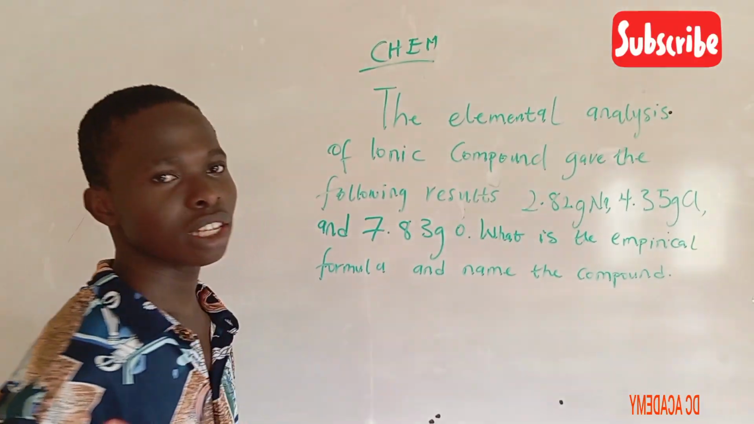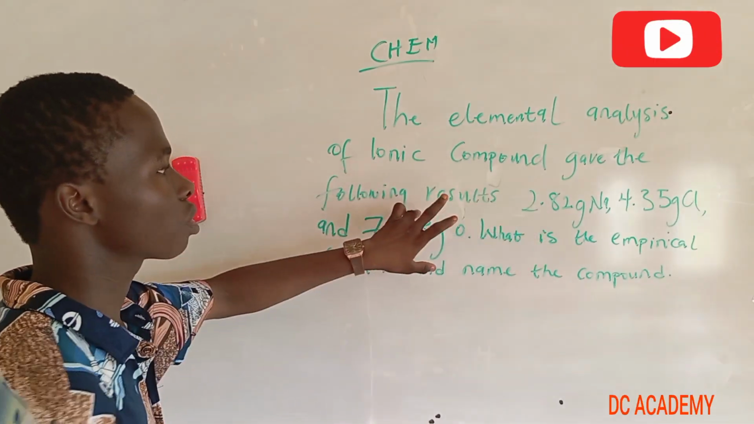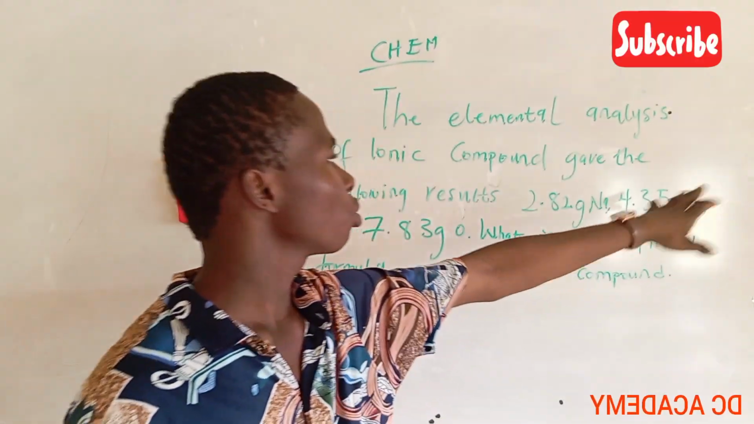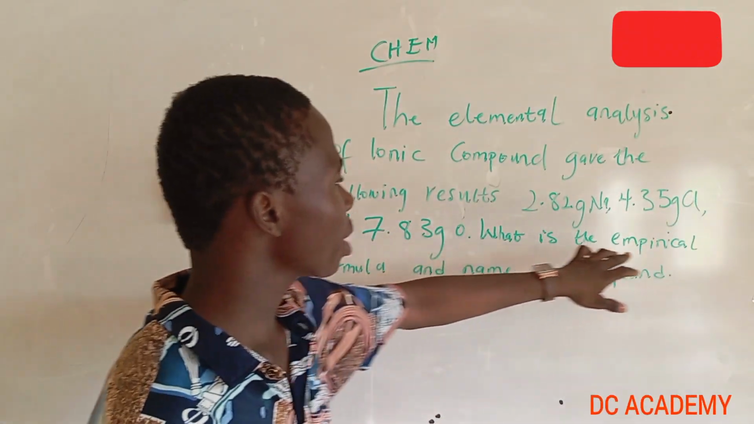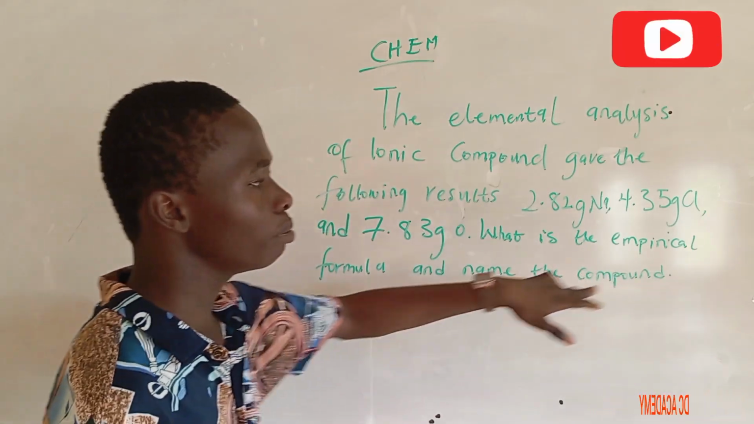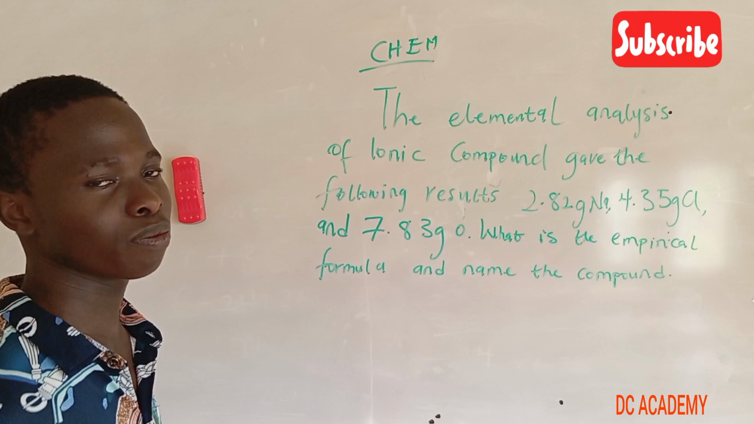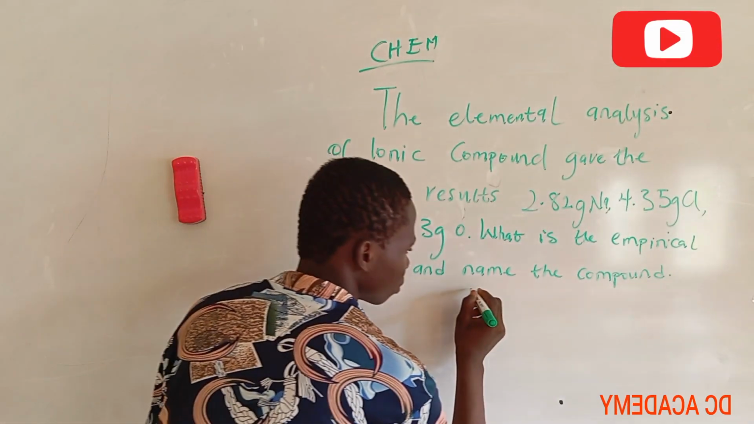Okay, now example one. The elemental analysis of an ionic compound gave the following results: 2.82 grams sodium, 4.35 grams chlorine, and 7.83 grams oxygen. What is the empirical formula, and name the compound? Now, you have just four steps in finding the empirical formula of a compound. This is the first step.